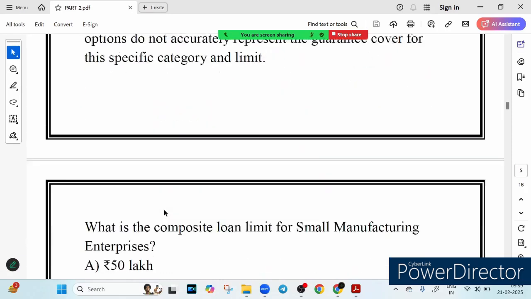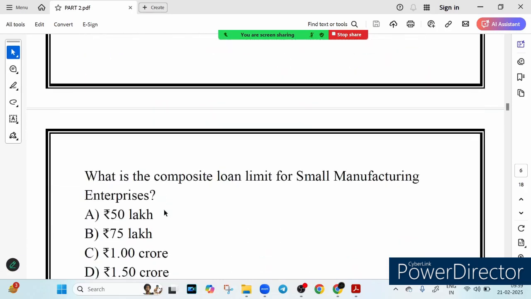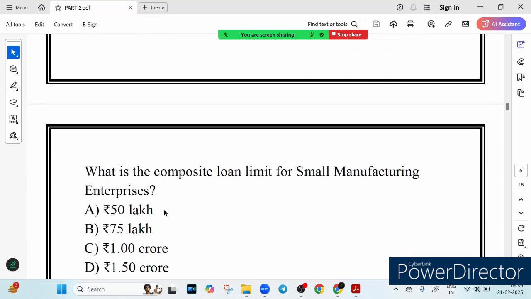Now let's see the next question. The next question that we have is, what is the composite loan limit for a small manufacturing enterprise? Very nice question. You know about the composite loan scheme, we have talked about it earlier. So option A says 50 lakh. This is wrong because 50 lakh is not the upper limit for the composite loan given to an SME, right?